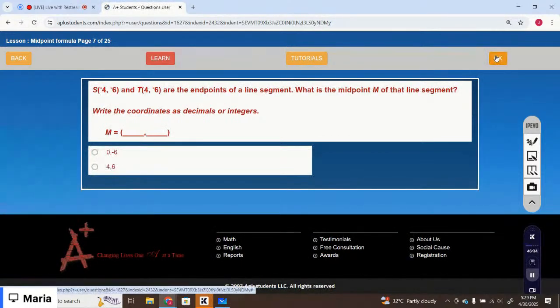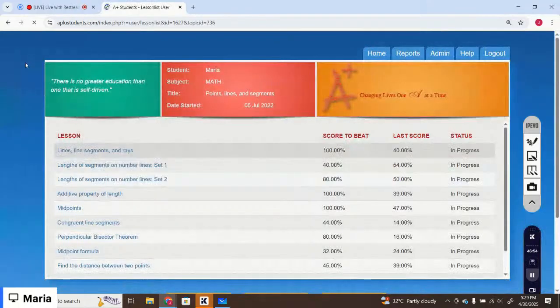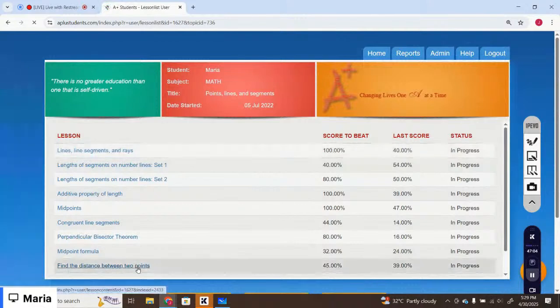Okay, you can complete the lesson by yourself every day. Let me just move on to the next lesson. The next lesson is find the distance between 2 points.